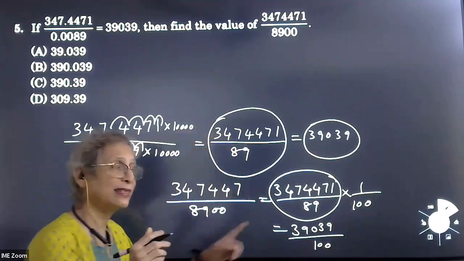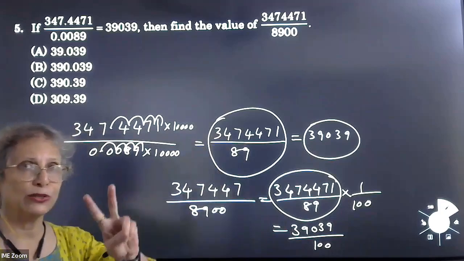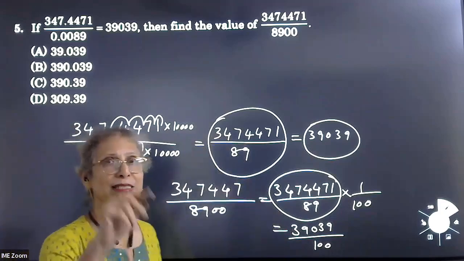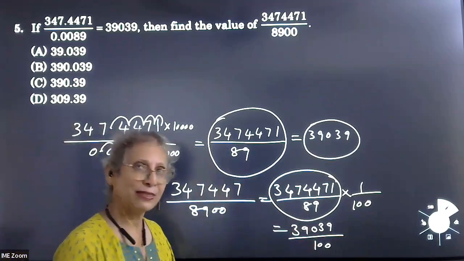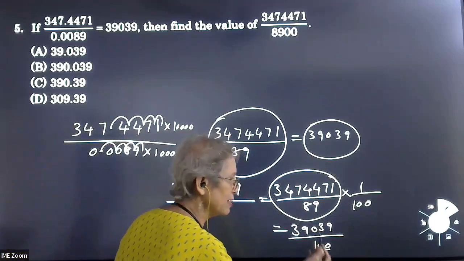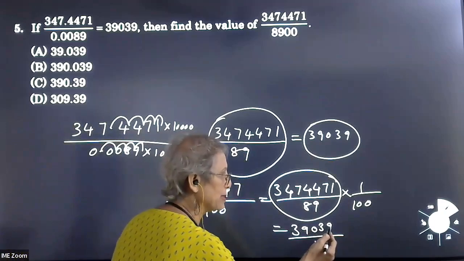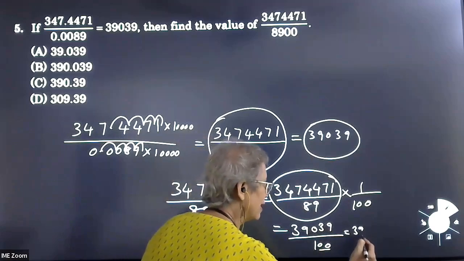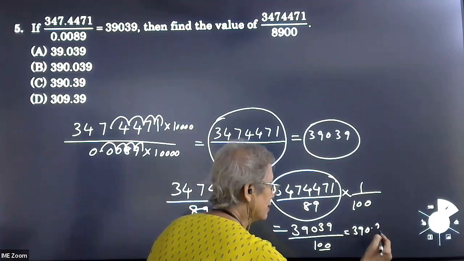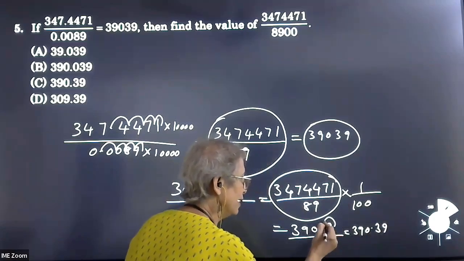So now we are dividing this number by 100, 2 zeros. So shift decimal point on which side? While doing division, we shift decimal point in the left side. And how many places? 2 places. So skip 2 places. Decimal point will be 390.39. It will be 1 and 2.